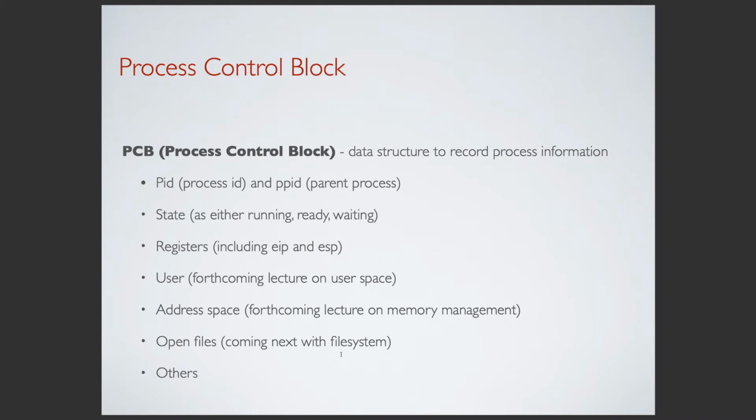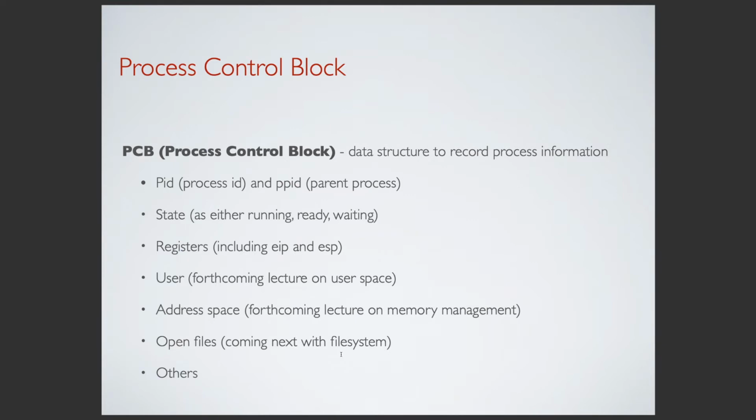So as I told you, we need to keep track of information about the process, and this is called the process control block. It's some kind of a big struct, a big data structure to record process information. It's usually huge. If you look at the Linux one, it has a lot of information. But here, what is the most important information?